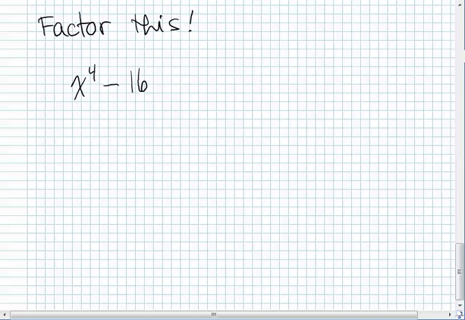Okay, so we see that each of these has a perfect square. The square root of x to the power of 4 is x to the power of 2. The square root of 16 is 4. I'm going to set up two brackets with x squared and 4 in each of the brackets. In one, I put a plus sign. In one, I put a minus sign. And you go, yay, I'm done.